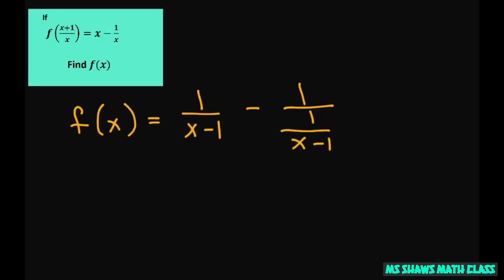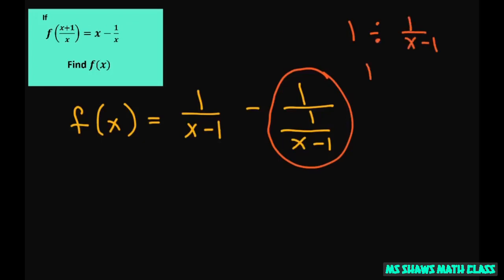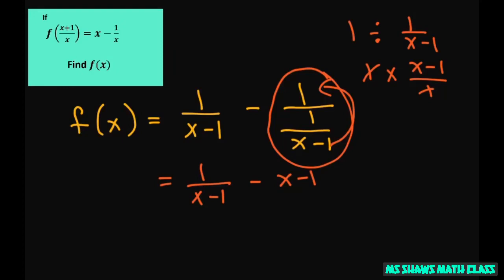Now this part here is like saying 1 divided by that, I'll just write it this way, is the same as saying 1 times x minus 1 divided by 1. So this just flips up here, because that will cancel. So we really have 1 divided by x minus 1 minus x minus 1. To get the same denominator, since this is over 1, I'm going to multiply this by x minus 1 and this by x minus 1.